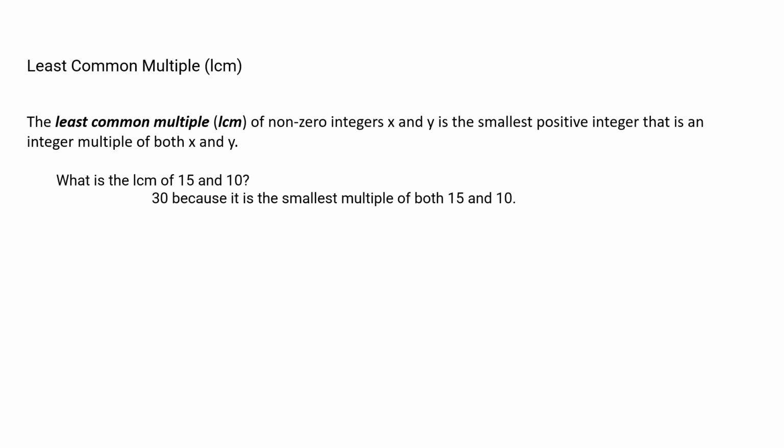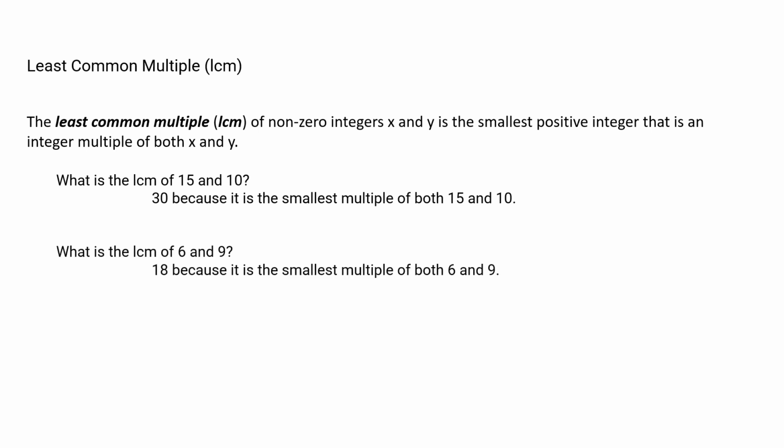Multiples of 15 would be 15, 30, 45, 60. And multiples of 10 would be 10, 20, 30, 40. So we want to find the smallest one that they both have in common. And 30 would be the smallest multiple of both 15 and 10. The least common multiple of 6 and 9 would be 18, because it's the smallest multiple of both 6 and 9.